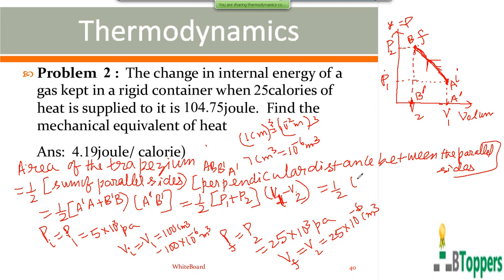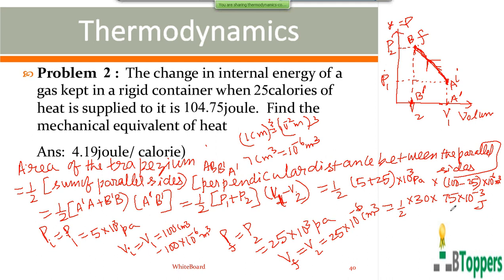So P1 is 5 kilopascal, P2 is 25 kilopascal. So 5 plus 25 kilopascal is 5 plus 25 into 10 cube pascal, into V1 minus V2. V1 is 100 cubic centimeter, V2 is 25 cubic centimeter. So 100 minus 25, into 10 power minus 6 cubic meter. So you get half into 30 into 100 minus 25, which is 75, into 10 power 3 and 10 power minus 6, which you can write as 10 power minus 3. All units are in the SI system, so you get the answer in joules.